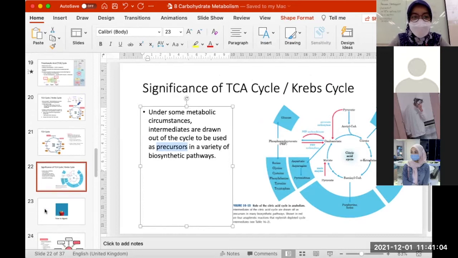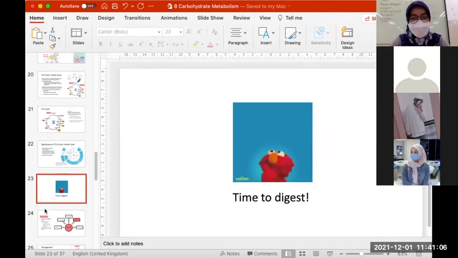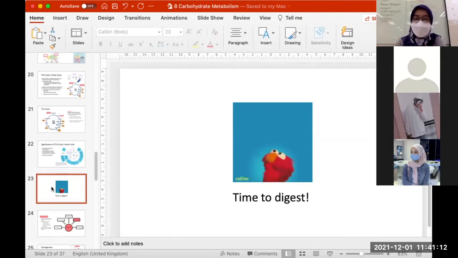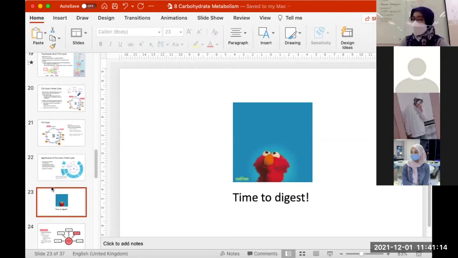All right. So time to digest. You can look back into the TCA cycle and try to match with this information. Those online, I will stop the Zoom now and enter back in 1 minute, because the time is 5 minutes left. Sure, thank you. Okay. If you have questions, please stop me, all right?